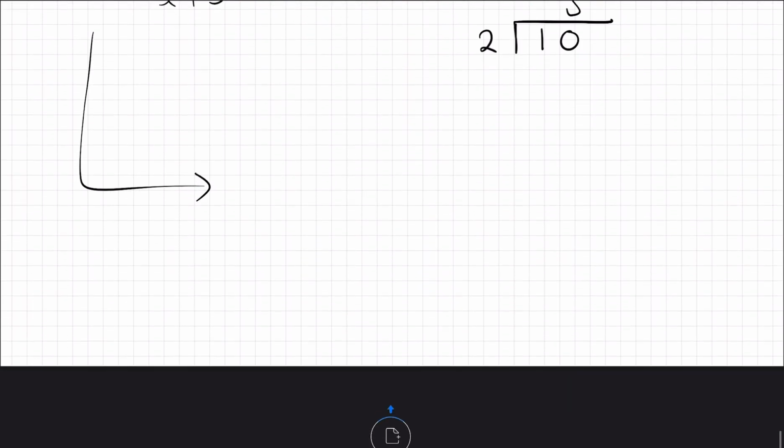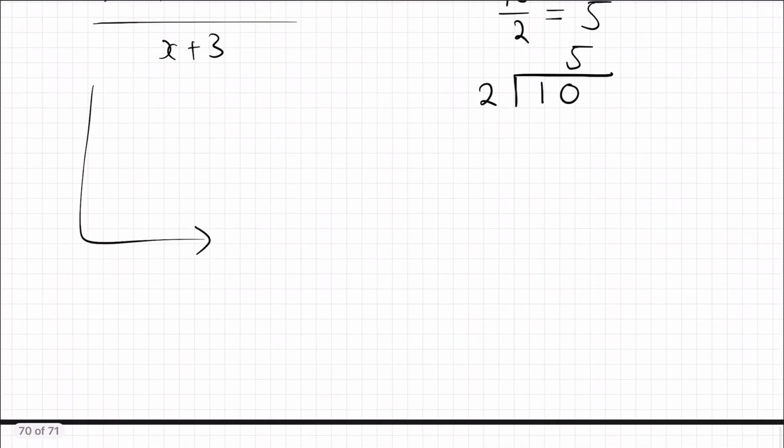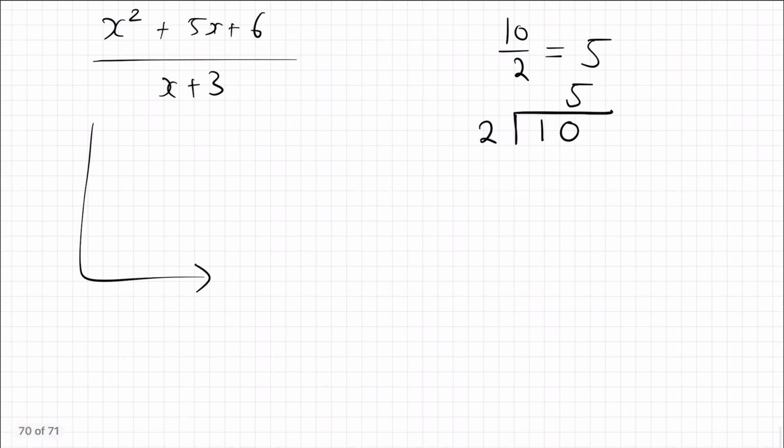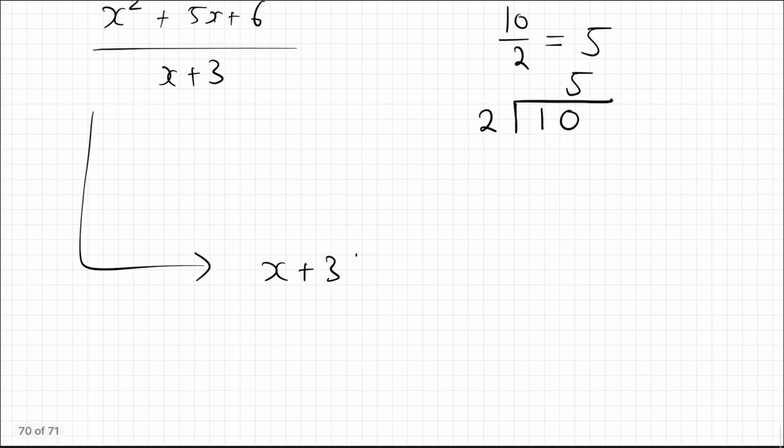So let's bring this over here. Okay, so the first thing we're going to do is, as you know, with bus stop division, we've got to make sure the denominator is on the left. So let's just put that here. And the numerator is on the right, or inside of the bus stop. So we'll just put that like so. And then we can just get started.